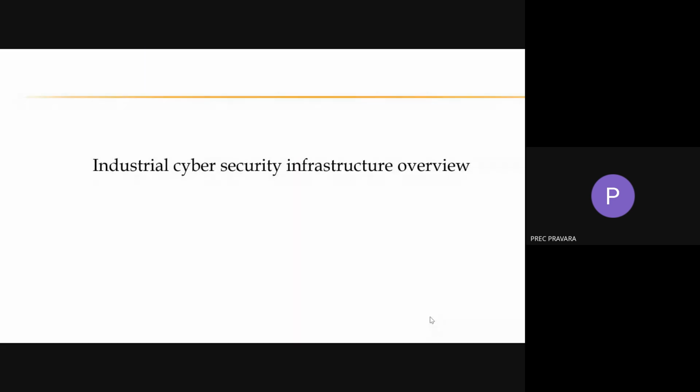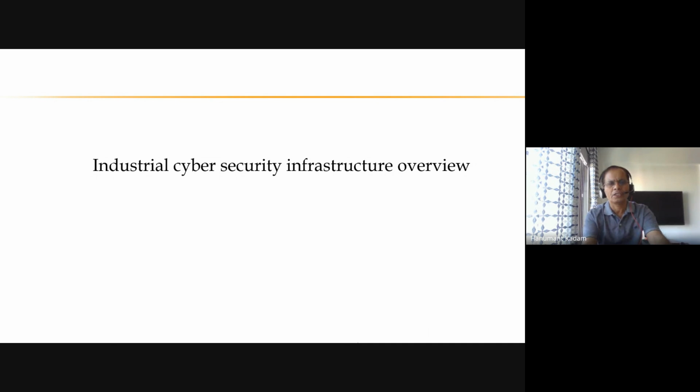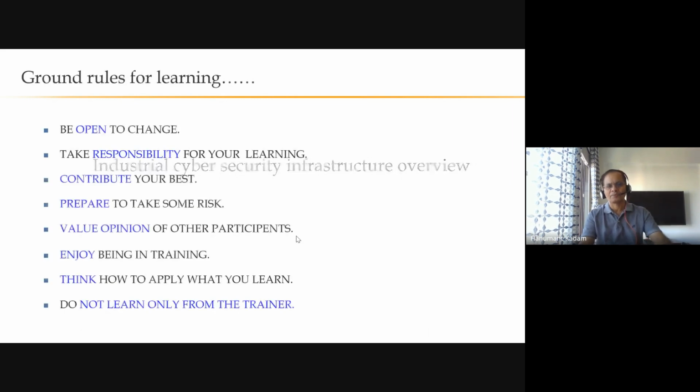So today's session is on industrial cyber security infrastructure in view of the adoption of digital technologies in the plants, in the manufacturing sectors, or in the industrial environment. Even at home, we have our own house network and PC networks, and we have to take care of cyber security. But in industry it is a must, because it is related to a large amount of proprietary data, and it needs to be secure.